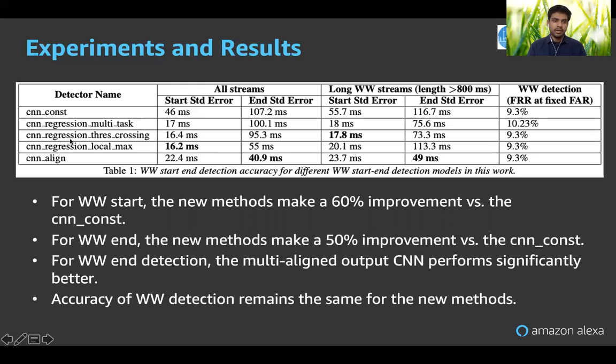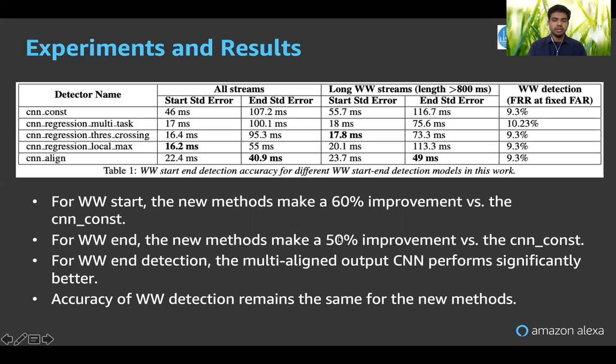And to compare the regression with the align model, the two methods which we proposed, the align method slightly edges over the regression method for end, because especially for longer wake codes, the regression method is not that great. It's in the order of 73 milliseconds, but the align method is still doing a good job in detecting end.